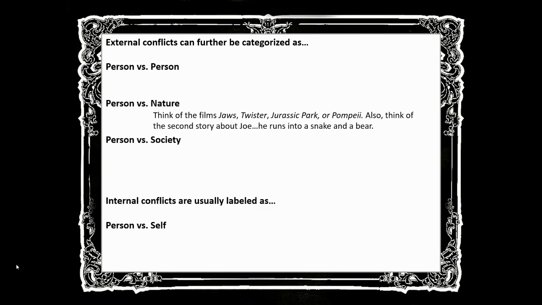We also have person versus nature. So think about the films Jaws or Twister or Jurassic Park or Pompeii. In Jaws, you have a beach town where the people are pitted against this great white shark. In Twister, it's tornadoes. In Jurassic Park, it's dinosaurs, even though they were created by science and created by man, these particular dinosaurs. Once they are born, they just act as dinosaurs do, right?